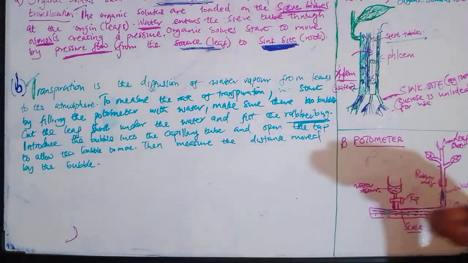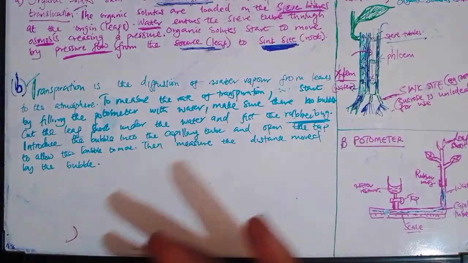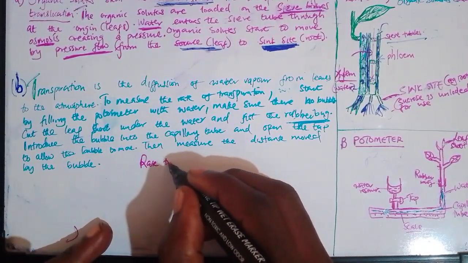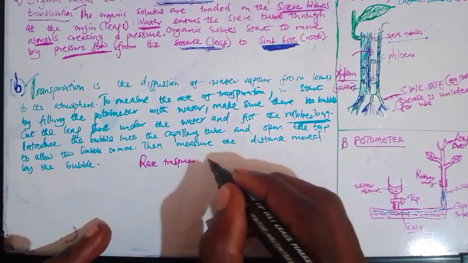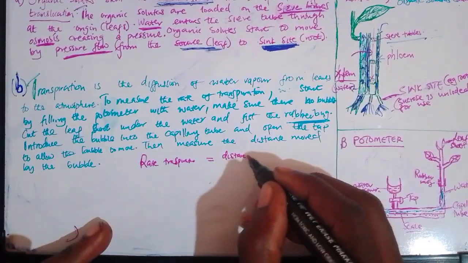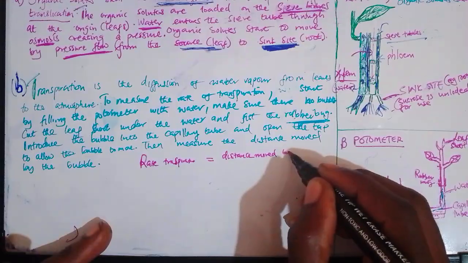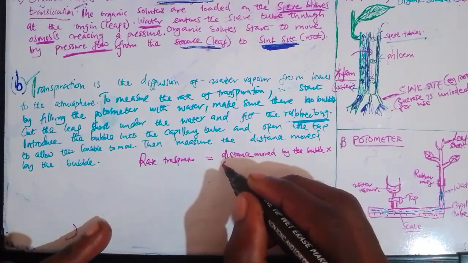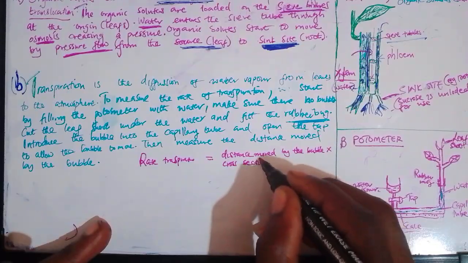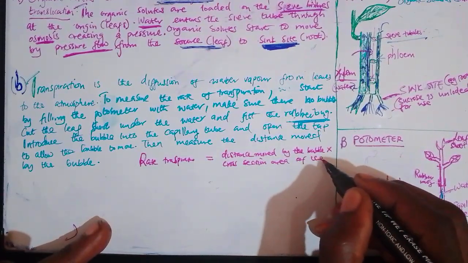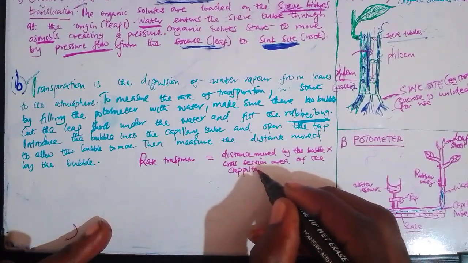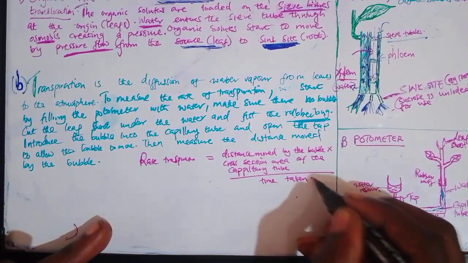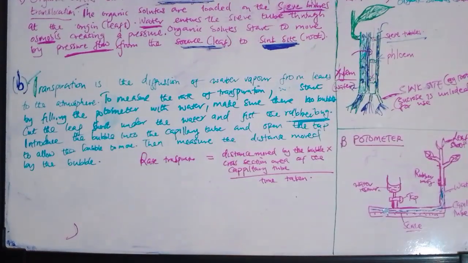Then after you have measured the distance moved by the bubble, you can use the formula: the rate of transpiration is equal to the distance moved by the bubble multiplied by the cross-section area of the capillary tube, divided by the time taken, which will give us the rate of transpiration.